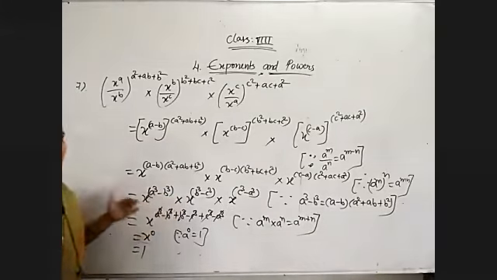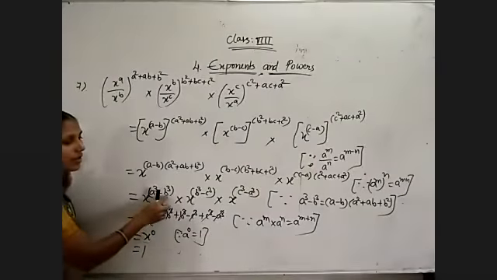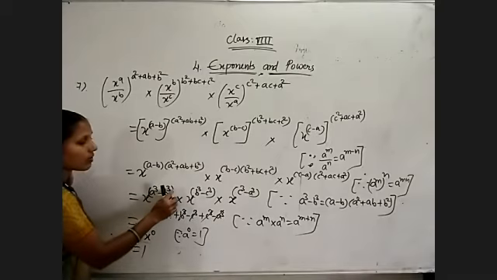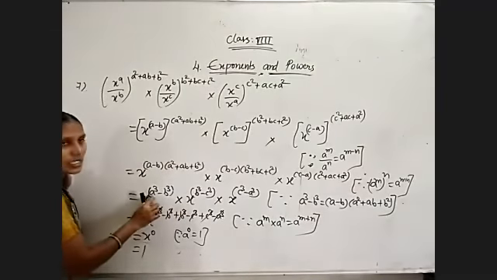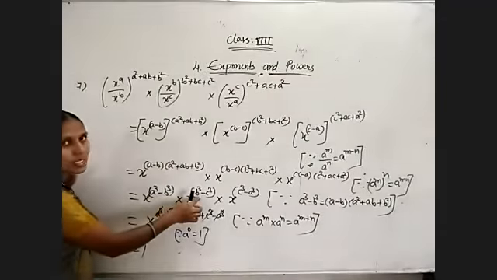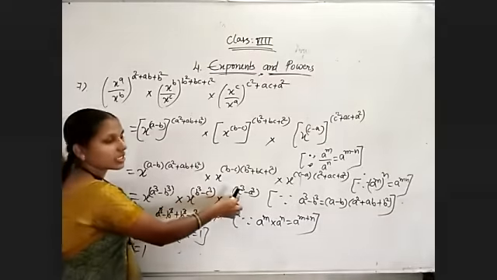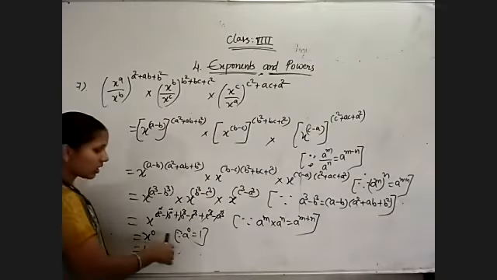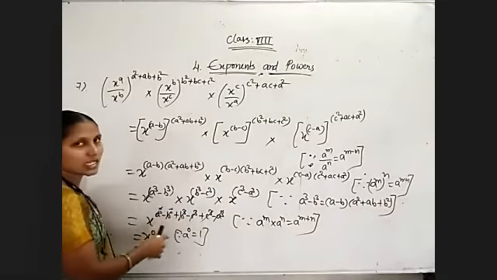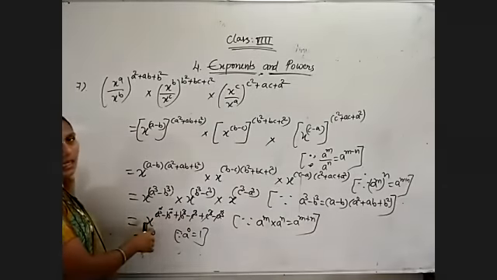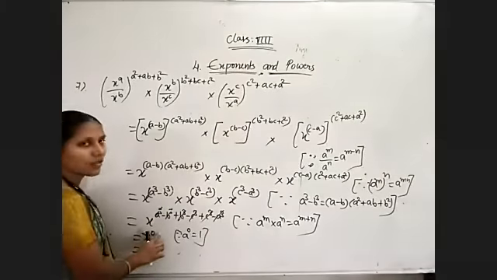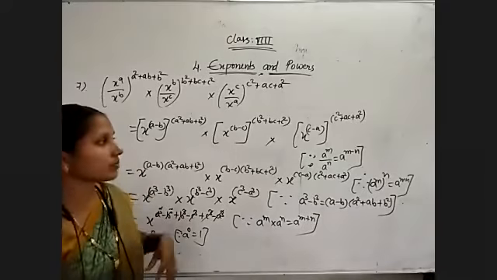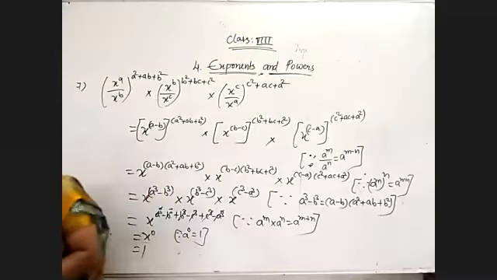After the simplification, we got it is in the form of a power m into a power n, so a to the power of m plus n. The m value is a cube minus b cube, the n value is b cube minus c cube, and the other is c cube minus a cube. All those will be added in the exponent. That's all. By the cancellation, we got 0 in the exponent. So any power 0 is equal to 1. Now coming to the next problem.